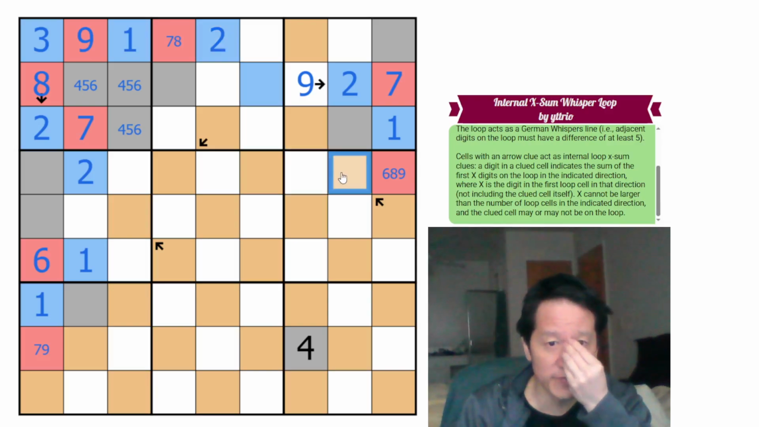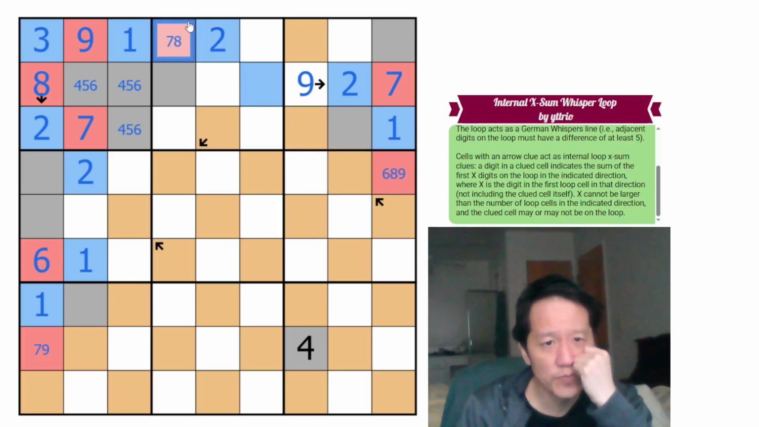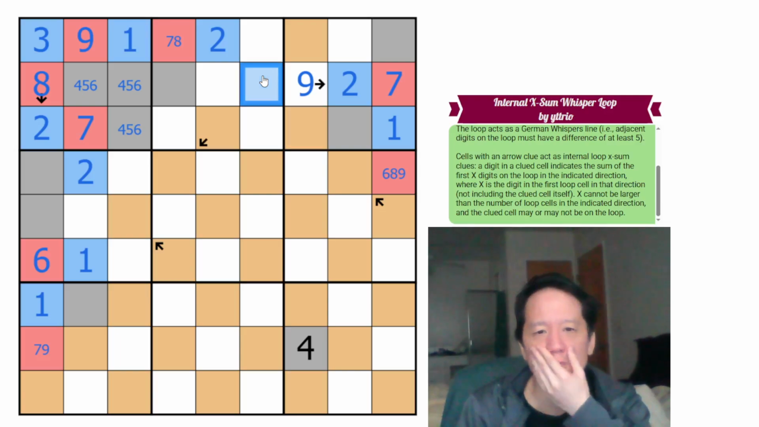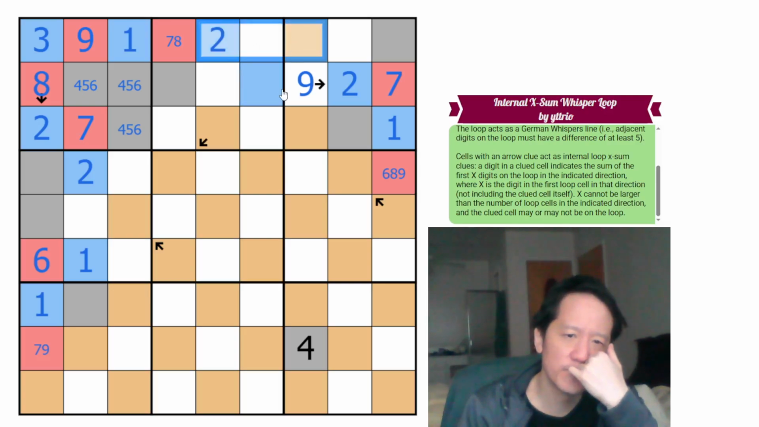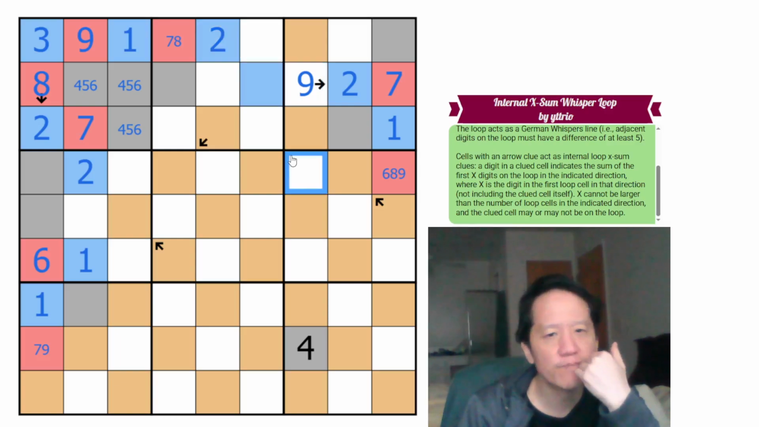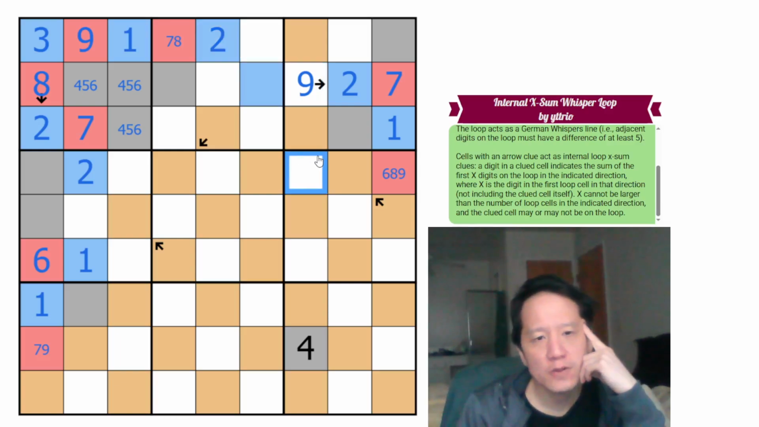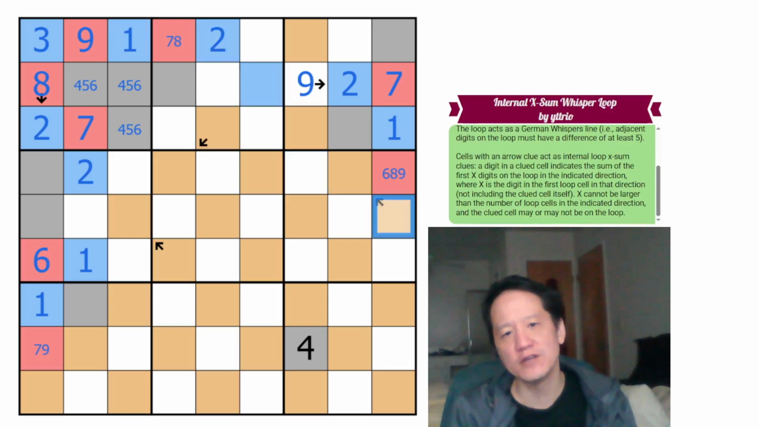Has to be sum of at least 3. Cannot be 4. So it's 3. This could be 1 or 3. It cannot. It could be. It actually could be 4. Whatever it is, 2, 1, and 3 at least. So this is 6, 7, 8, or 9.